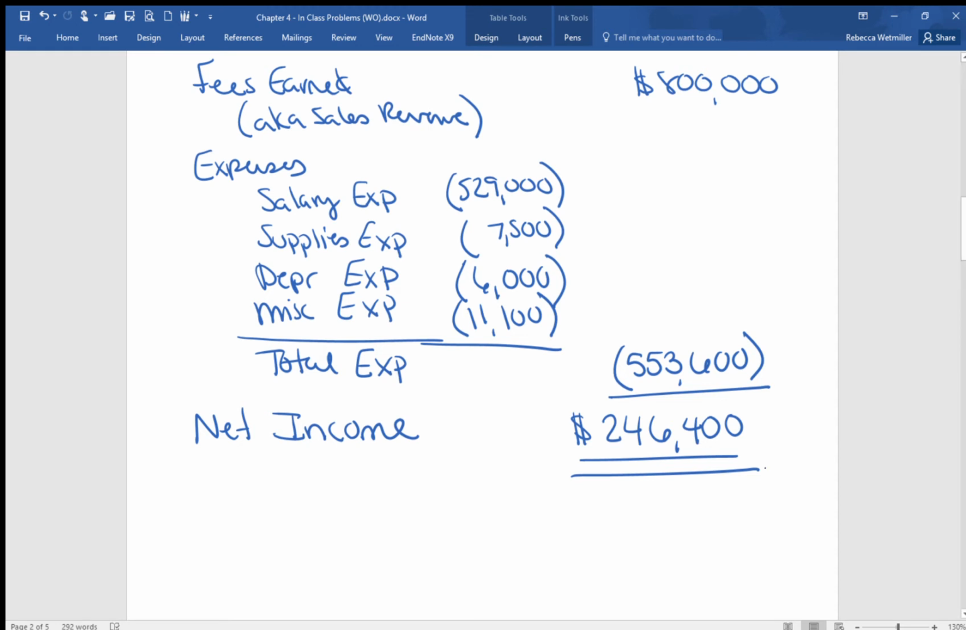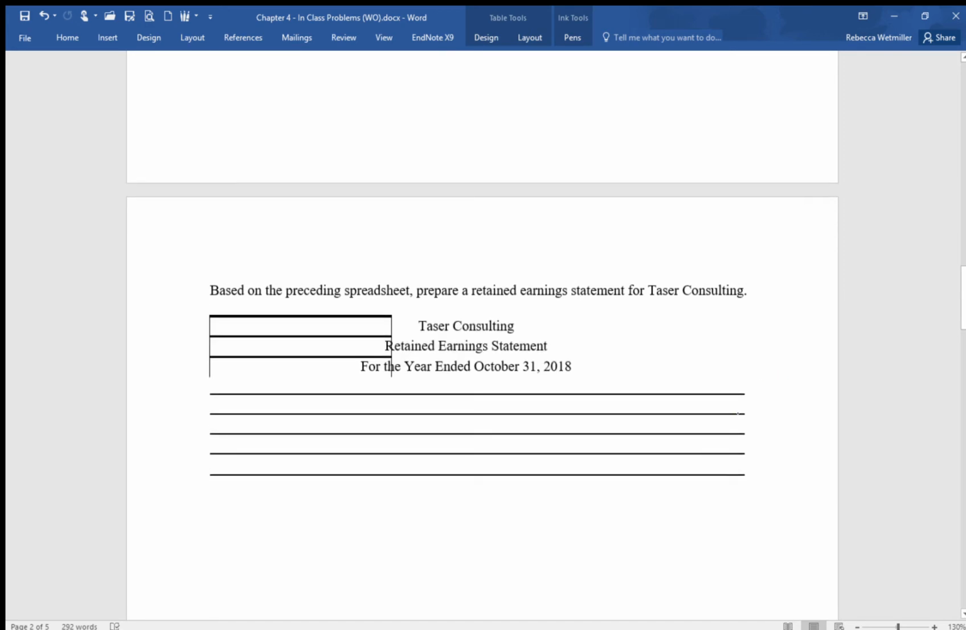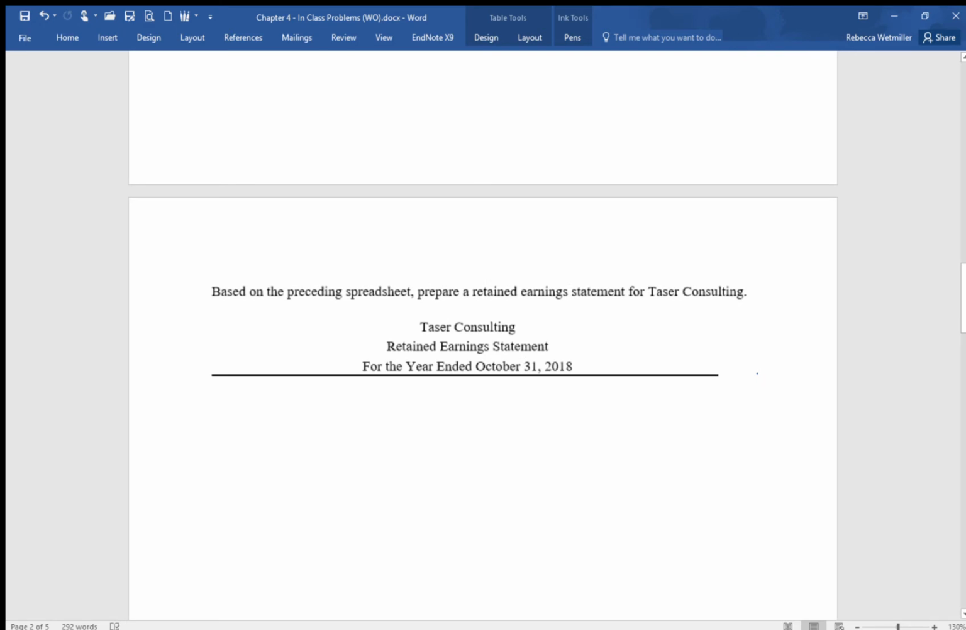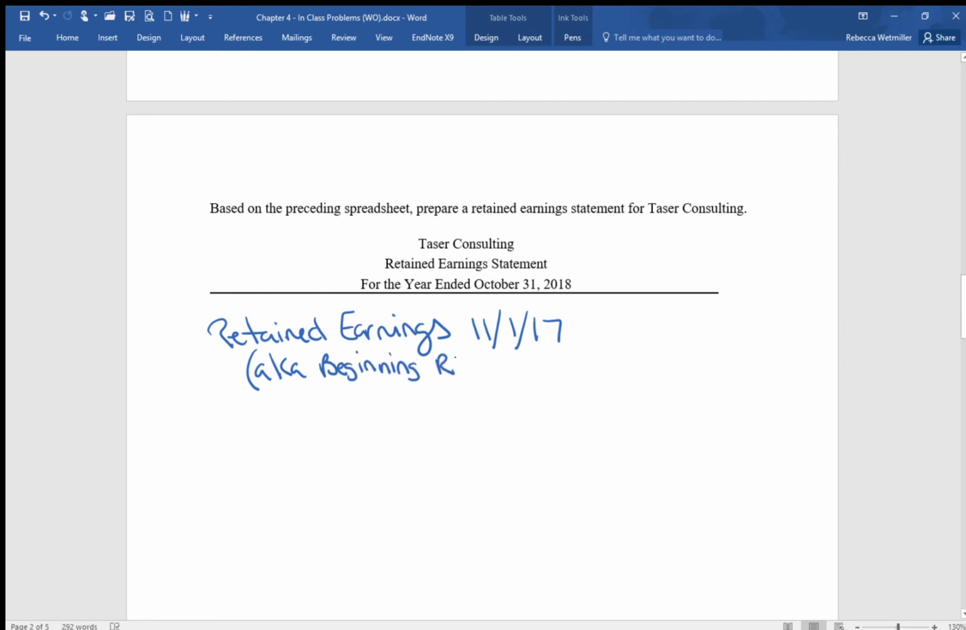Okay, so once we do our income statement, we then can prepare our retained earnings statement for the year. So we want to do the retained earnings statement for the year ended October 31st, 2018. To prepare our retained earnings statement, what we're going to start with is our beginning retained earnings. So in this case, it would be retained earnings as of 11/1/17. And I call this beginning retained earnings.